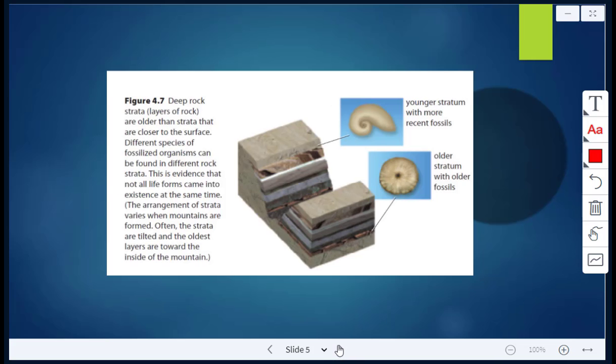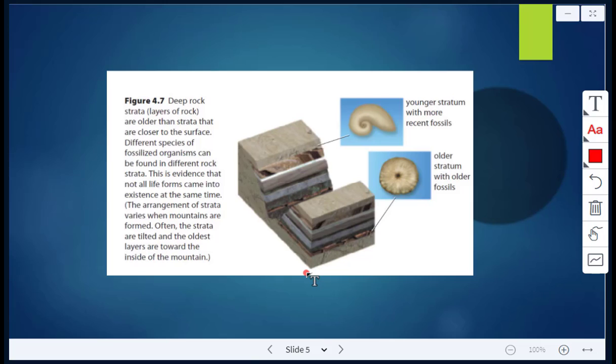All right, next, here is a diagram showing deep rock strata, which are layers of rock. The ones at the bottom are going to be older than strata that are closer to the surface. So different species of fossilized organisms are found in different rock strata, and basically the evidence shows that not all life forms came into existence at the same time.